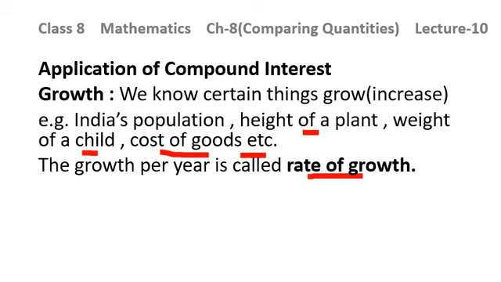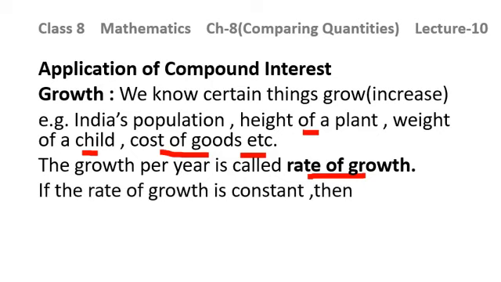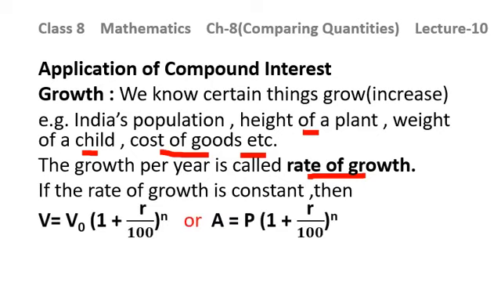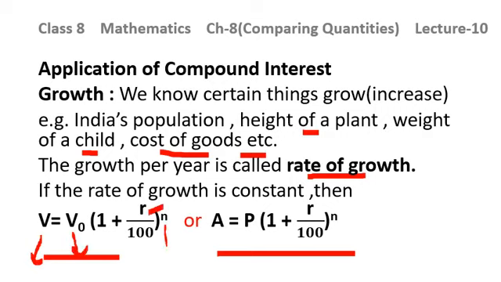And what is this rate of growth? The growth per year is called rate of growth. If you are considering the growth annually, then it will be rate of growth. If the rate of growth is constant, then V is equal to V naught into 1 plus R over 100 raised to the power n, or you can use this formula in terms of amount and principal, where V is the value after n years, V naught is your present value, R is your rate of interest, and n is your time period for which you are considering the rate of growth.